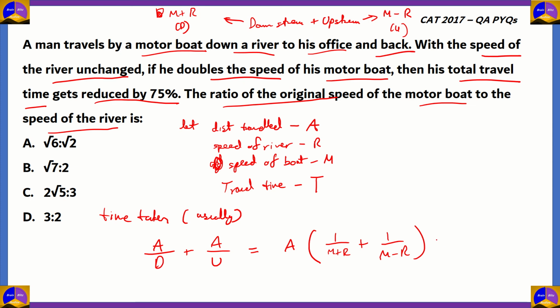Now, we're going to consider this to be 4T, okay? So the T that we have is the reduced travel time. The reason why is that we know that the total travel time gets reduced by 75%, so therefore the travel time that he does when the speed of the boat is doubled will be 1/4 of that time. So the usual time taken can be written as 4 times the reduced time. Now we'll consider this to be equation 1.